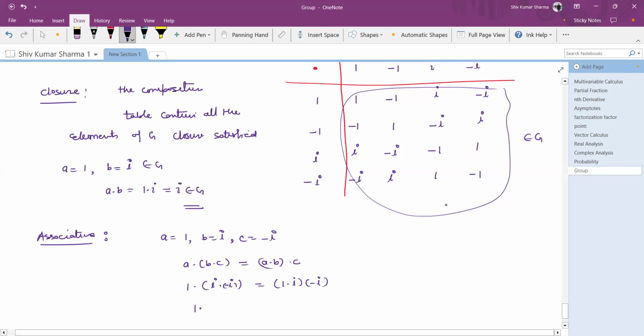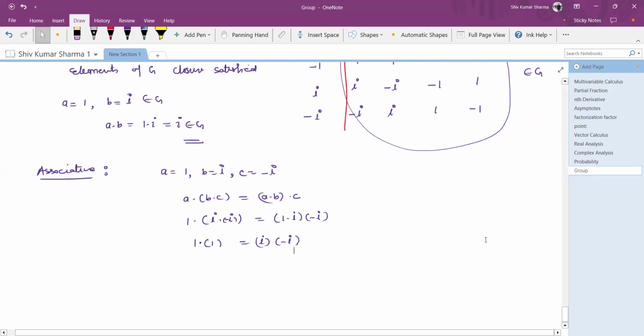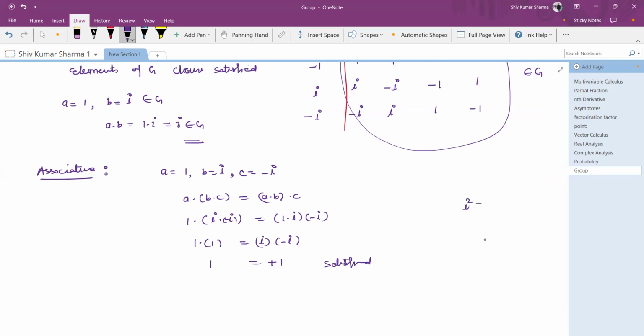So 1 into iota square is minus 1, or minus minus plus 1, is equal to iota or minus iota. So iota square equal to minus 1. So this is 1, minus minus plus 1. So 1 equal to 1, satisfied. Okay, so always remember iota square equal to minus 1.